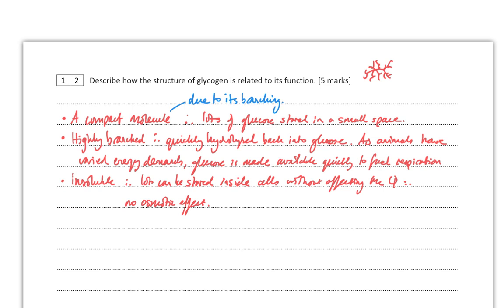Polymer of glucose, so easily hydrolyzed. I haven't got that one. Branch, so more ends for faster hydrolysis. Right, I've got that one. Highly branched, quickly hydrolyzed. So provides respiratory substrate. I've mentioned respiration. And insoluble, so not easily lost from cell. Insoluble, therefore, doesn't affect water potential osmosis. Yeah, I've got that one as well. So I've kind of failed on number 1. I've certainly got 4 out of 5.